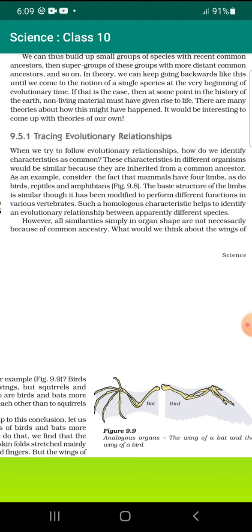If that is the case, then at some point in the history of Earth, non-living material must have given rise to life. There are many theories about how this might have happened. It would be interesting to come up with a theory of your own.